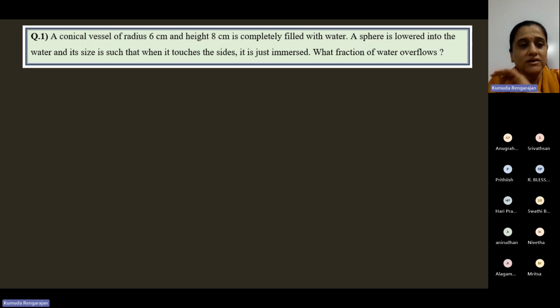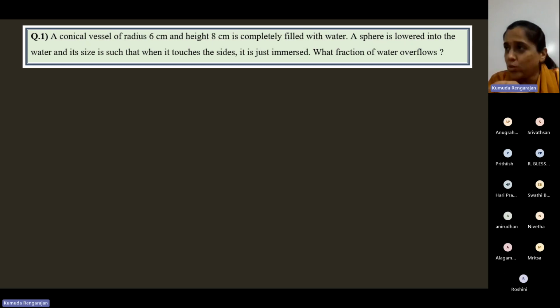We'll see the question again. A conical vessel of radius 6 centimeters and height 8 centimeters is completely filled with water. It's full of water. A sphere is lowered. So you're putting a sphere, you're not throwing it, otherwise the water will splash out. You cannot accurately find out how much water has come out of the vessel. So you slowly lower, meaning you slowly introduce the sphere into the conical vessel.